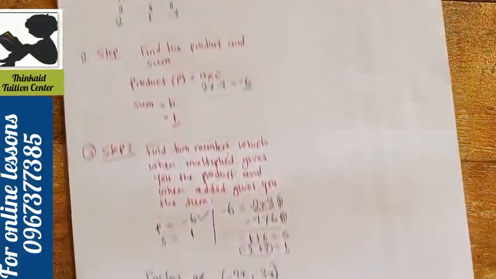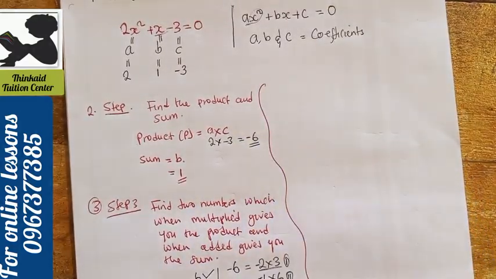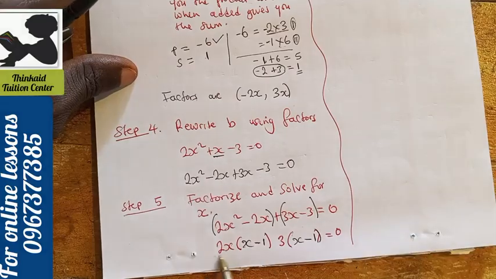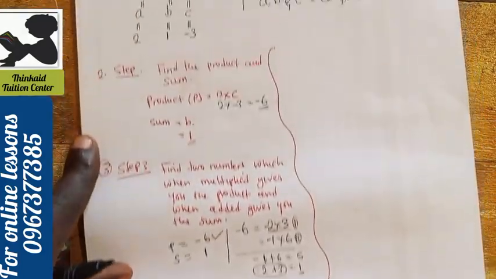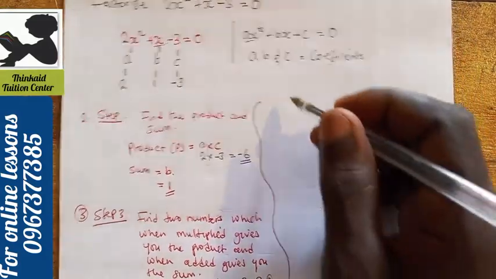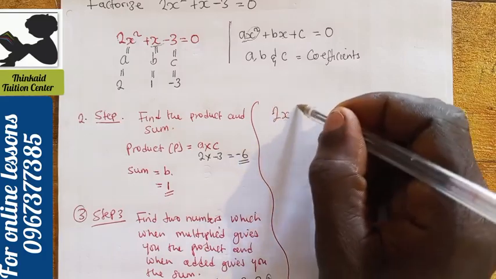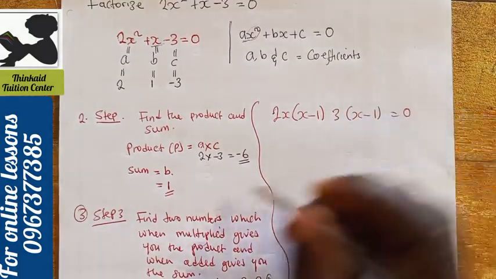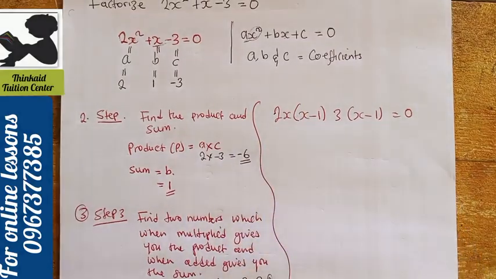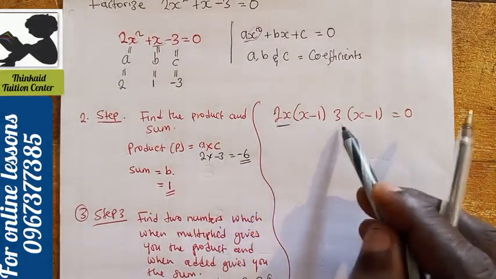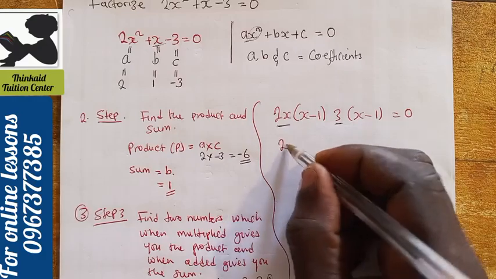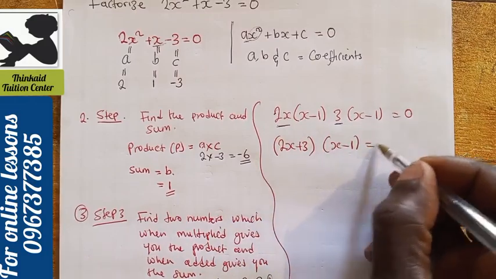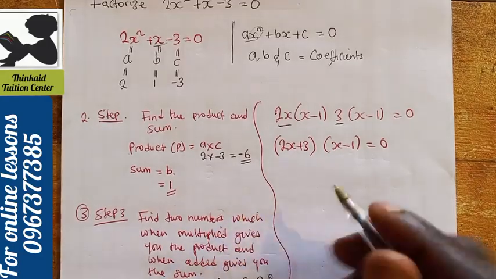Alright, let me borrow some space here. So from the factorization, I'm getting the equation from here. Allow me to take it where there is space. So from here, we say 2x, x minus 1, then 3 times x minus 1 is equal to 0. From here, those that are outside the brackets, like this one and this one, put them in brackets also. So this one is going to be 2x plus 3 in brackets, then x minus 1 in brackets is equal to 0.